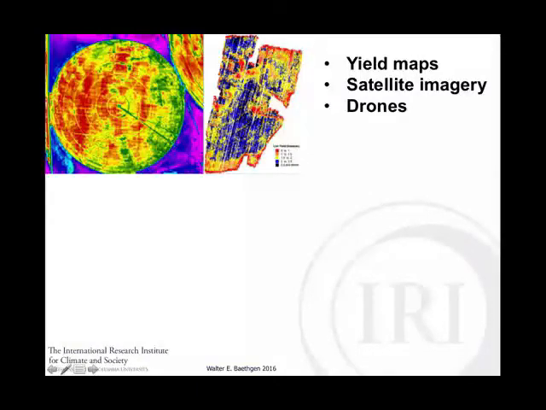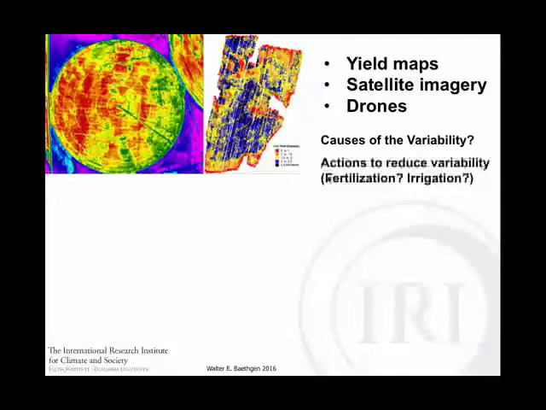And of course, this is typical: yield maps show an amazing amount of variability within the fields, even in the irrigated fields. Now, if we don't understand the causes for that variability, these maps become just pretty pictures. We need to understand what is causing this variability. And number 2, once we understand the causes, we need to understand if there are actions that we can take to reduce our variability. Is that related to fertilizer? Is that related to irrigation?